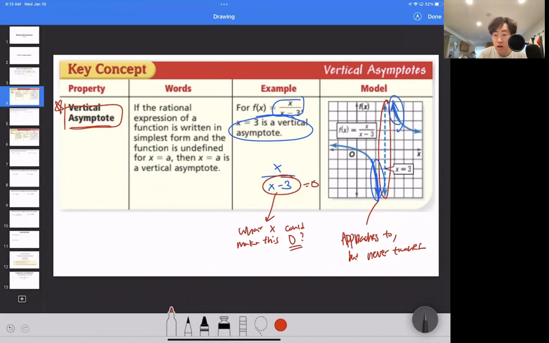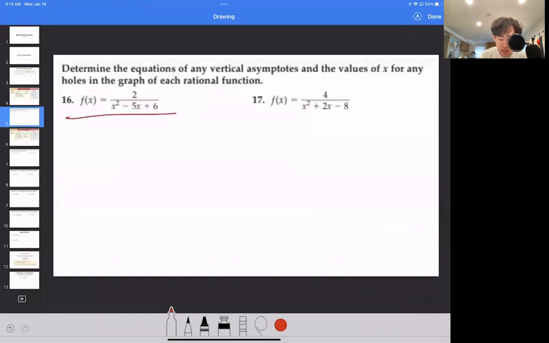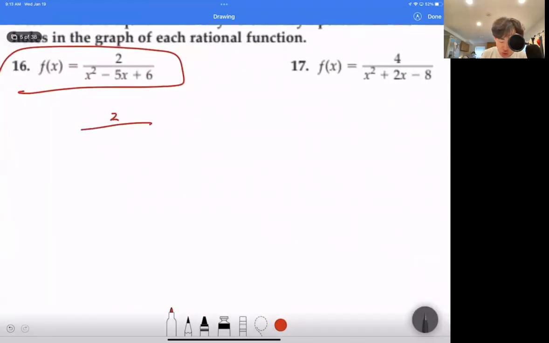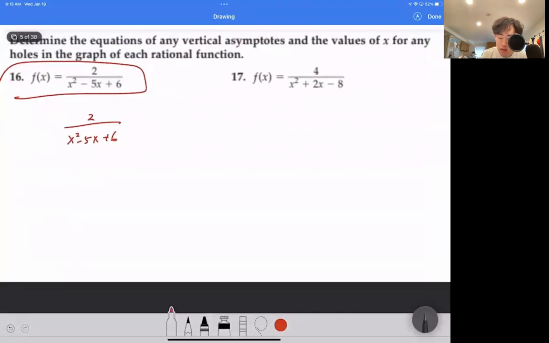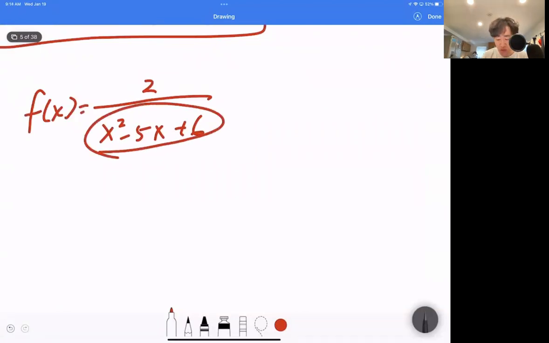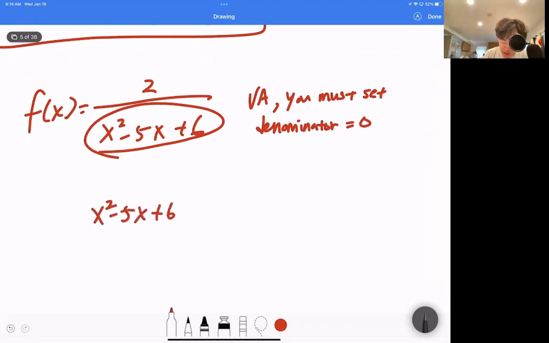Let's try a couple more examples. Let's say I give you a question like number 16. For 16, I have a rational function, 2 over x squared minus 5x plus 6, and the question is to determine the vertical asymptotes. The first thing to do is to find the vertical asymptote, which I'm going to abbreviate as VA. You must set the denominator equal to 0, so x squared minus 5x plus 6 is equal to 0.